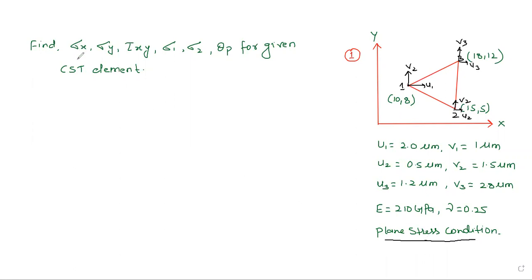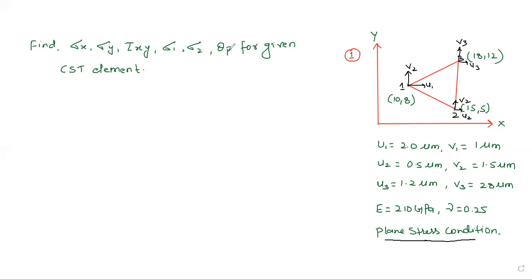Now what are they asking? They are asking sigma x, sigma y, tau xy. So whatever the element stresses are, they are going to ask that. And then they are asking for the normal stresses sigma 1 and sigma 2, the maximum and minimum normal stresses, and then they are asking for the principal angle, that is theta p. So these things they have asked, and we need to calculate them.